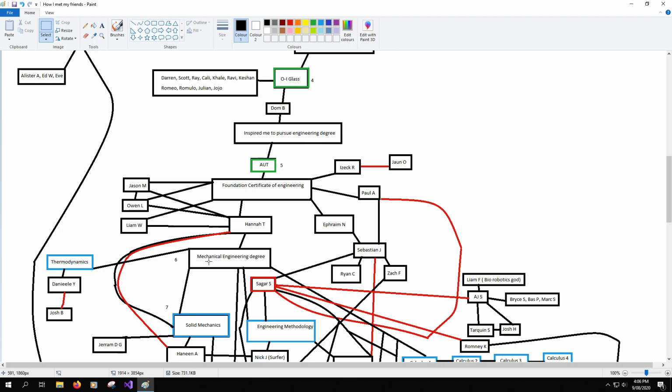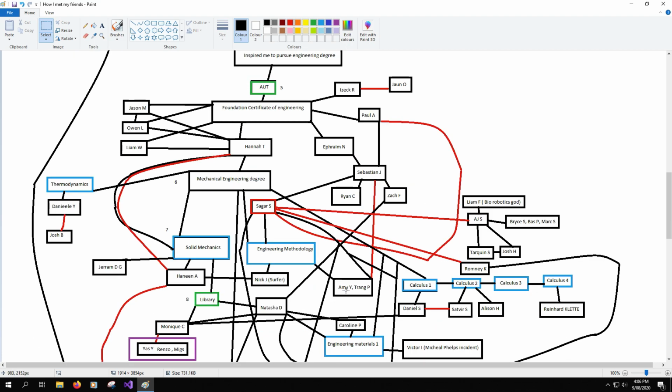Now, in solid mechanics, I met Jerem DG, and also met Haneen A through Hannah T. In engineering methodology, I met Amy Y and Trang P through Sebastian J. I also met Nick J Surfer, who's friends with Haneen as well, and I guess I left out that he is friends with Natasha D, which I'll get on to now.